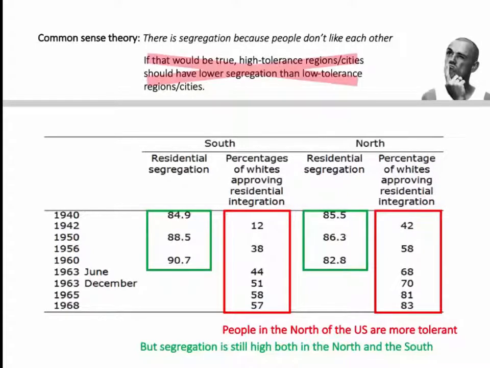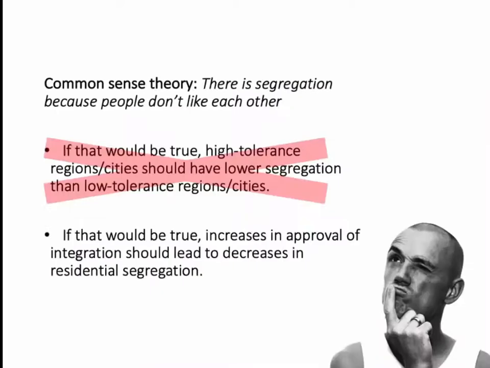So, we can debunk this a little bit. Let's try our second implication that would have to be true. The first one is done. Let's focus on the second one. If it is about people discriminating, then increases in approval of integration should lead to decreases in residential segregation. As people become more in favor of integration, you ask them, they say, yeah, integration is a great thing. I love it.